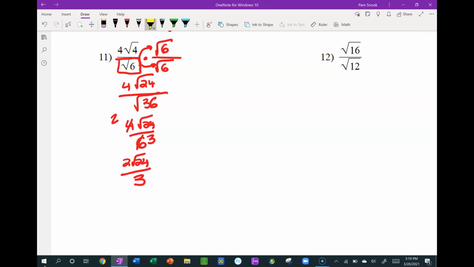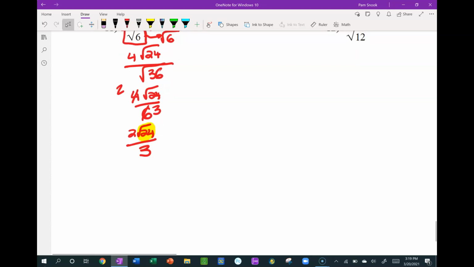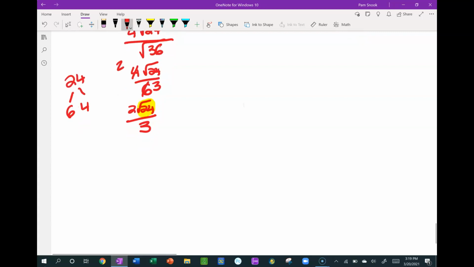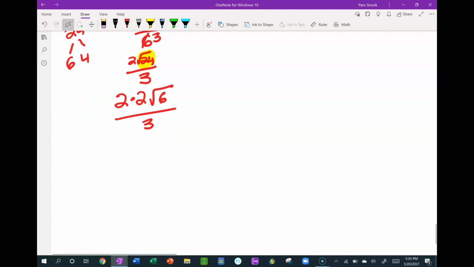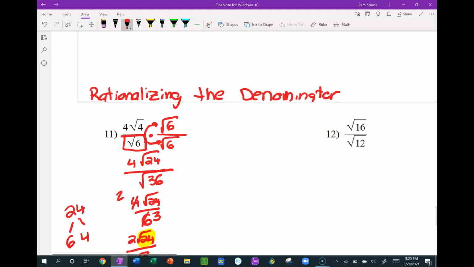Now check this out. We can even go further. Do you see that 6 times 4 is 24? So I can pull another square root out of that radical. So I'm going to pull that 2 out, so 2 square root of 6 over 3. So our final answer is 2 square root of 6 over 3.